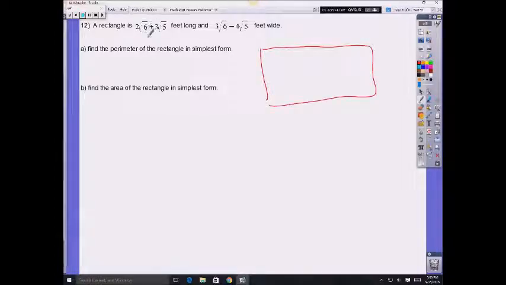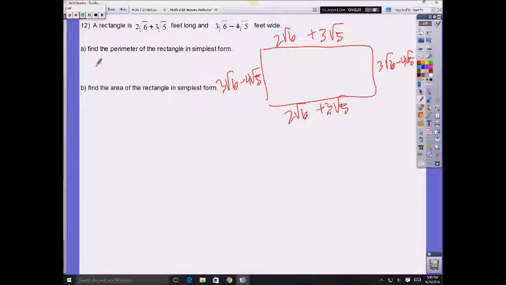12, a rectangle. Okay, it is 2 square roots of 6 and 3 square roots of 5 long, and it's 3 square roots of 6 minus 4 square roots of 5 wide. So this side is also 3 square roots of 6 minus 4 square roots of 5, and this side is 2 square roots of 6 add 3 square roots of 5.